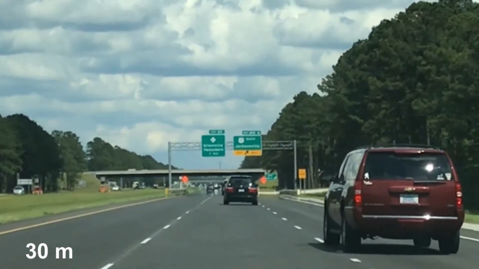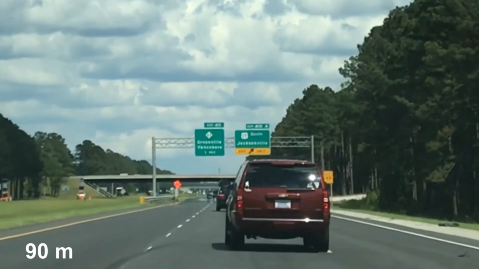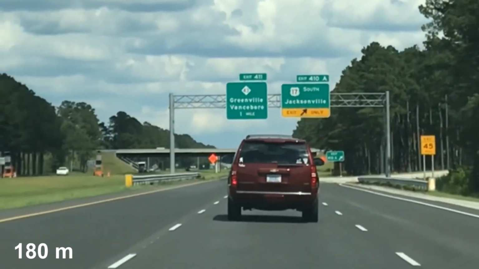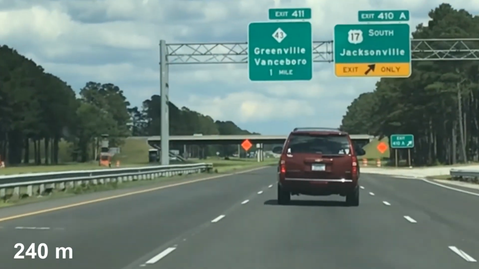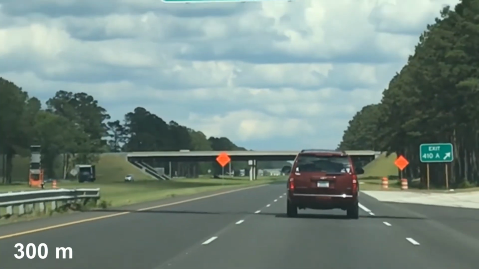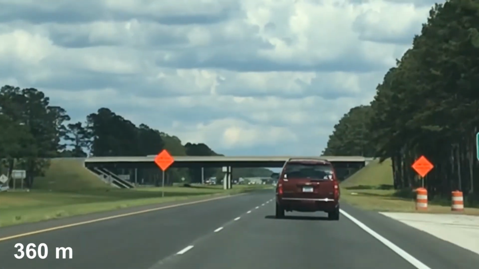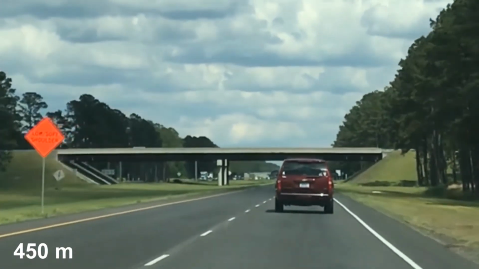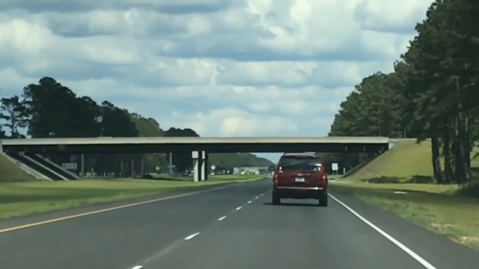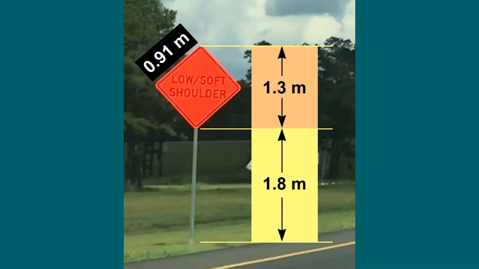Now, every second we travel 30 meters. We are getting close to the sign, almost there. And as we pass the sign, we will note the distance, 480 meters. We will need the dimensions of the sign for our analysis. The low soft shoulder sign has the standard dimension of 3 feet for each side, that is 0.91 meter. Therefore, the vertical diagonal is 1.3 meters.